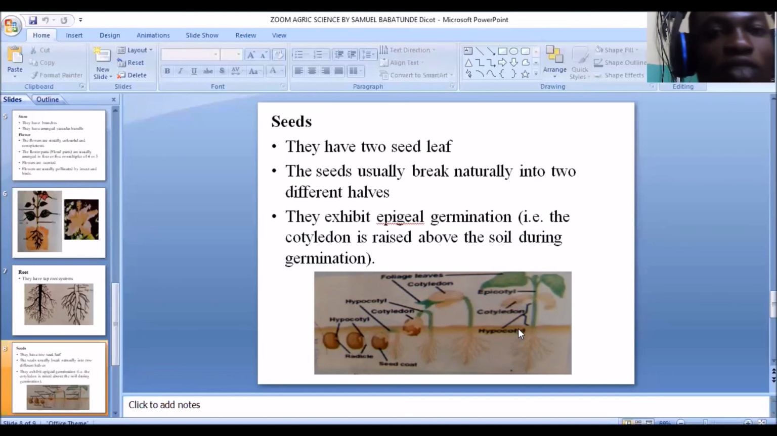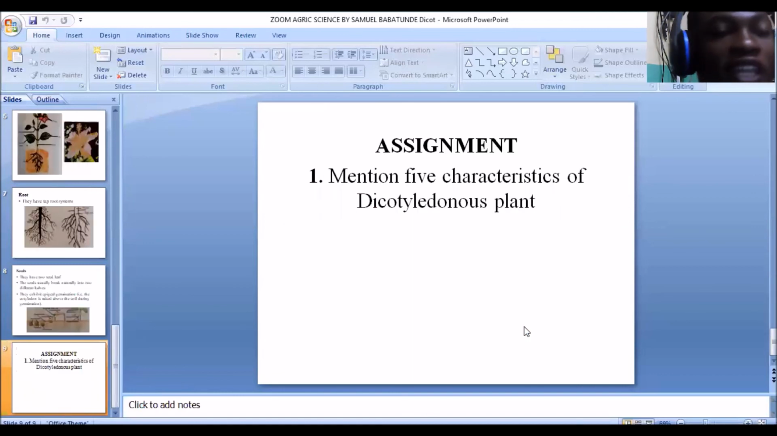So with this, we've come to the end of today's lesson. And remember your assignment. I gave you an assignment: mention 5 characteristics of a dicotyledonous plant. This assignment is to be submitted on the WhatsApp group. If you're not on the WhatsApp page, you'll see a number on the screen. Please contact that number so you can be added to the WhatsApp page.